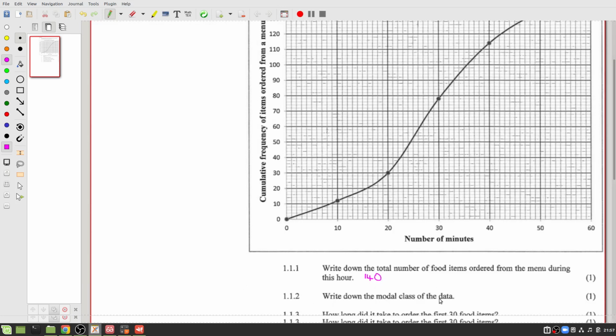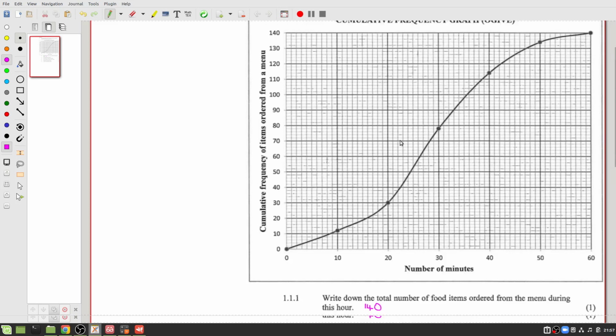Write down the modal class. Okay, so each of these intervals represents a class. So we want to find which of these classes has the highest jump. Just by looking at it quickly, it looks probably like this one. So if we're unsure, we want to measure, right? So let's check. In this class, we go from that to that. So that interval. And then this one, the other candidate, we go from there to there. Okay, so we can see this one is more, right?